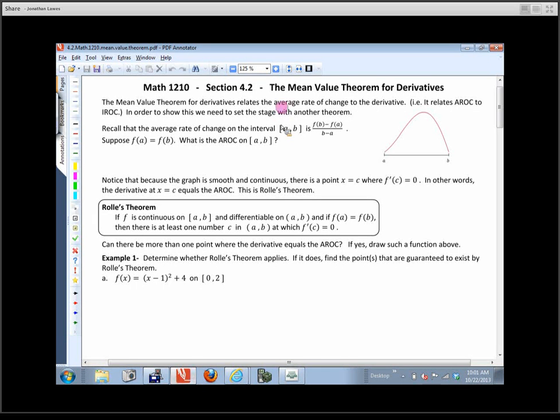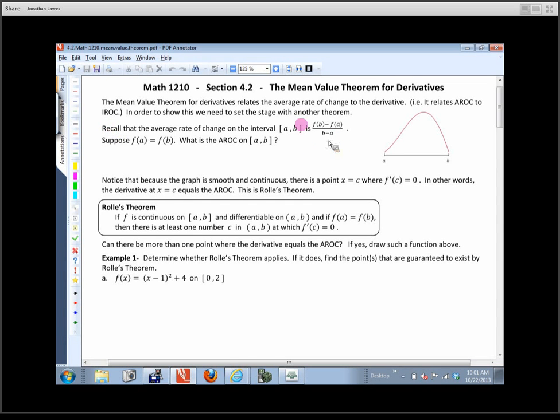It relates the average rate of change to the derivative. So it's relating the slope of the secant, which is an average rate of change, to the instantaneous rate of change. So it relates the average rate of change to the instantaneous rate of change. Slope of the secant to the slope of the tangent at a particular point. But in order to understand the mean value theorem, we're going to start with a simple example called Rolle's theorem.